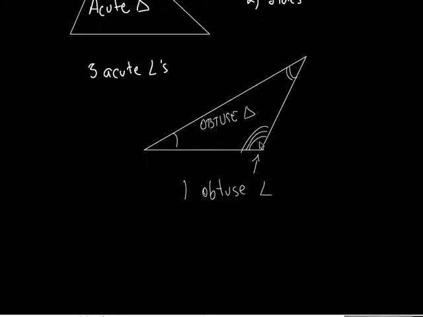Let's think about the math of it, though. An obtuse angle is more than 90. If I had another obtuse angle, I'd have two angles that were both more than 90. So can I have two angles that are both more than 90? Because those two angles would be more than 180. What about my third angle? My third angle can't be negative degrees, can it? No. So you can't have two obtuse angles. So that's why there's only one obtuse angle in an obtuse triangle. Does that make sense?